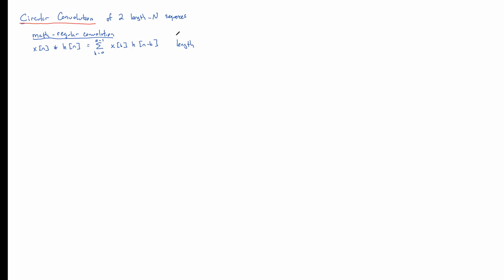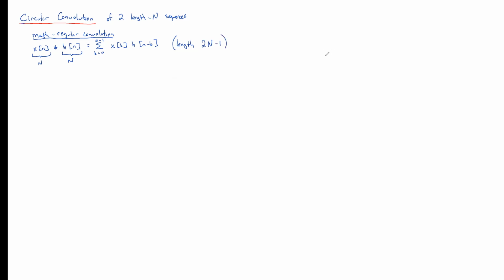And how long is the result of this? If our x of n is of length capital N, and if our h of n happens to be the same length, then how long will our result be? Capital length of N. No. Do you remember from when we covered this, the two lengths added together minus 1? That's it. And since these lengths are the same, it'll be 2N minus 1.